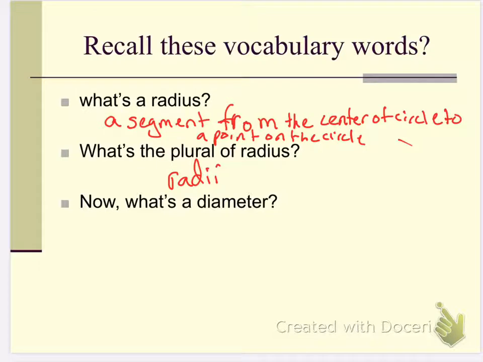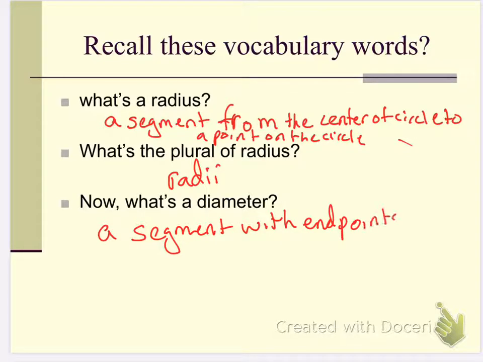And then what's the diameter? A segment with endpoints on the circle through the center.